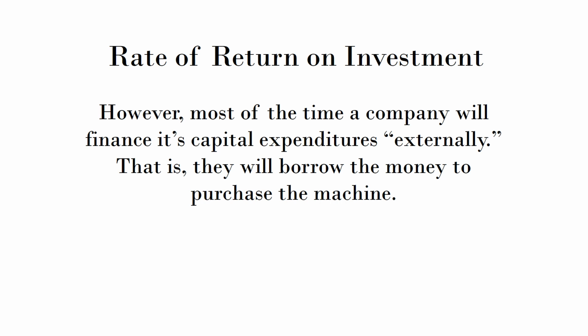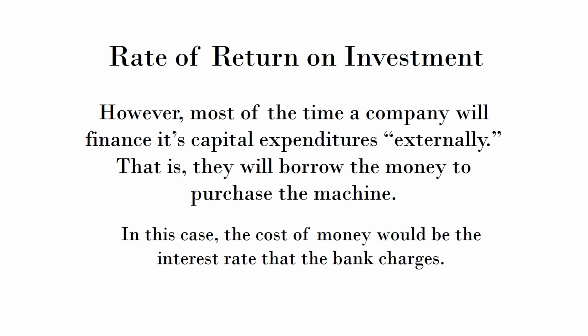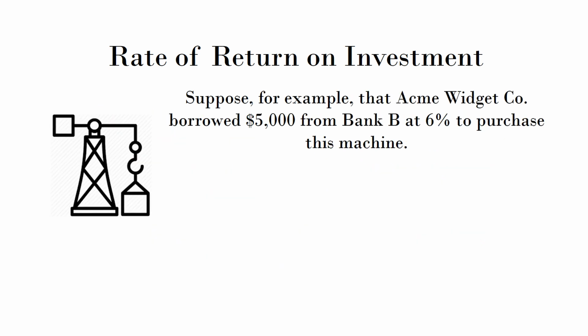However, most of the time, a company will finance its capital expenditures externally. That is, they will borrow the money to purchase the machine. In this case, the cost of the money would be the interest rate that the bank charges. Suppose, for example, that Acme Widget Company borrowed $5,000 from Bank B at 6% to purchase this machine.